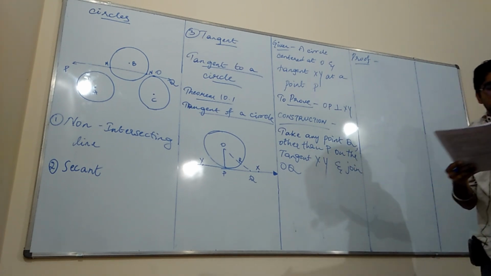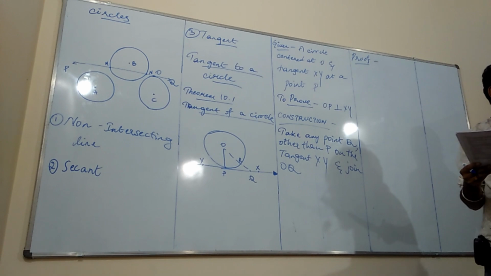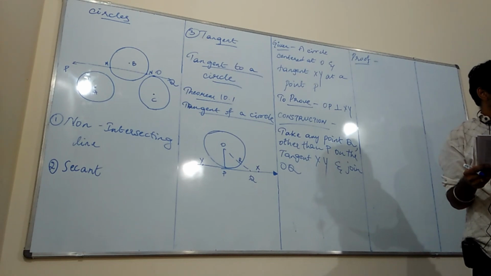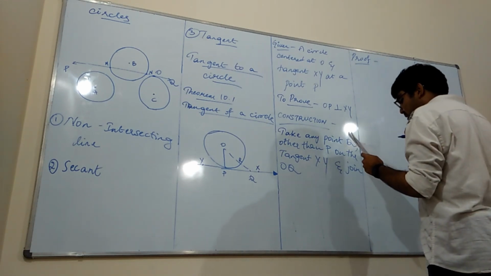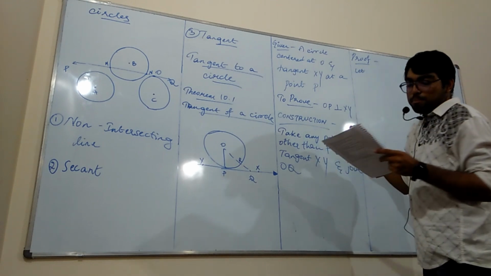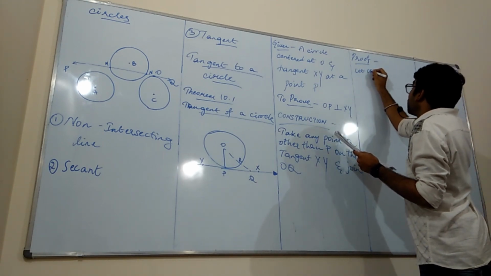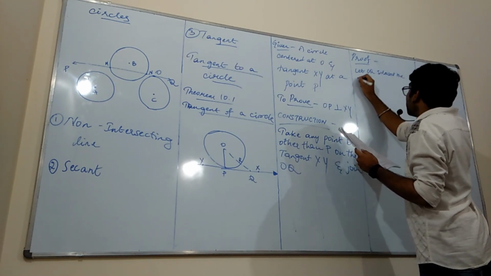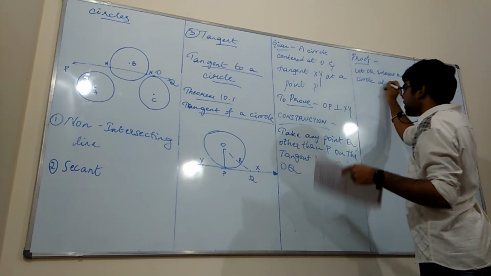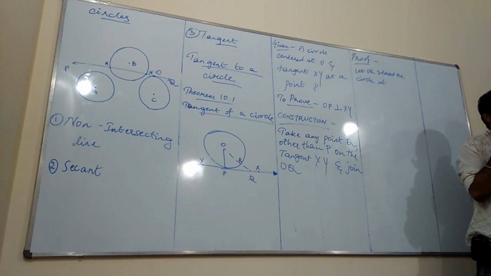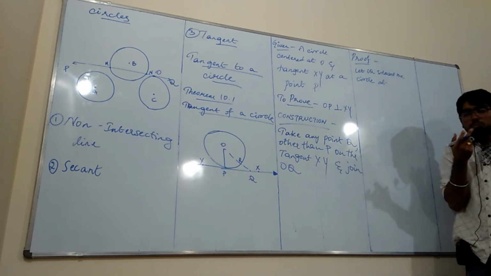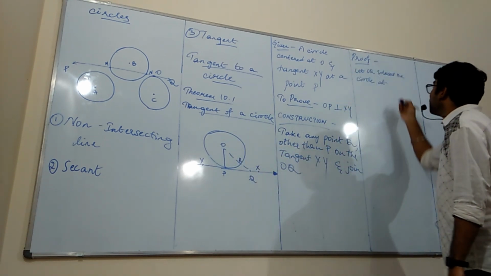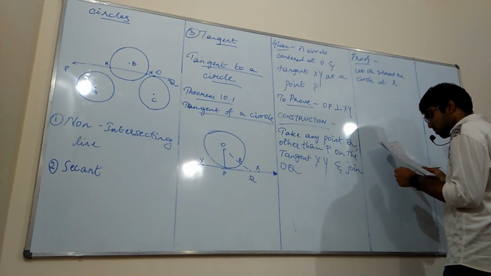In the statement, Q is a point outside the circle on the tangent. Let OQ intersect the circle at R. I said R on this.